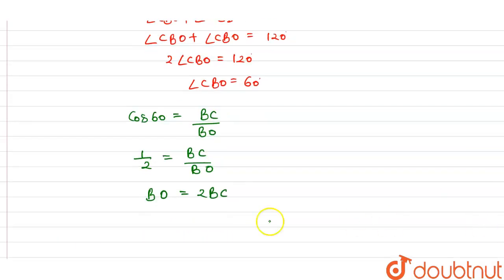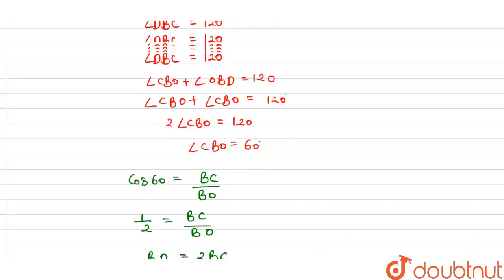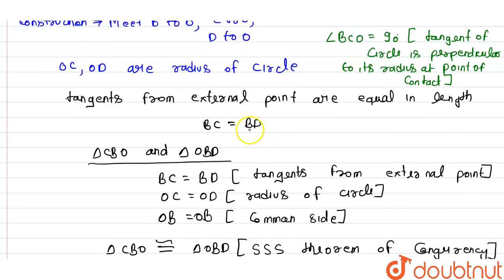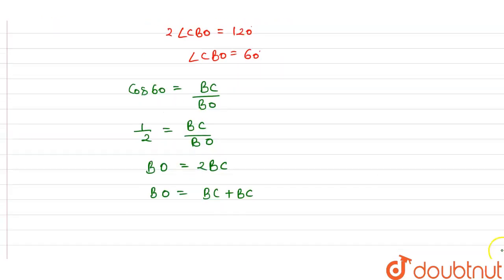In another way, we can write BO equal to 2BC as BC plus BC. And we have already discussed that BC equals BD, so in place of one BC we can write BD. So BO equals BC plus BD. So we have also proved this.